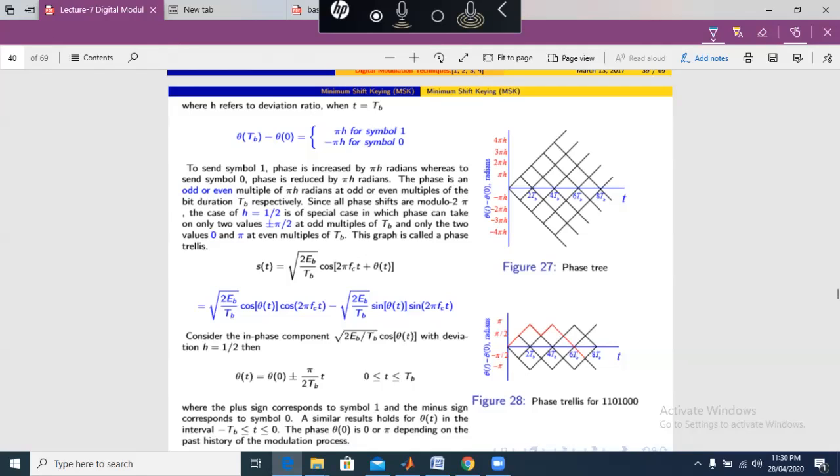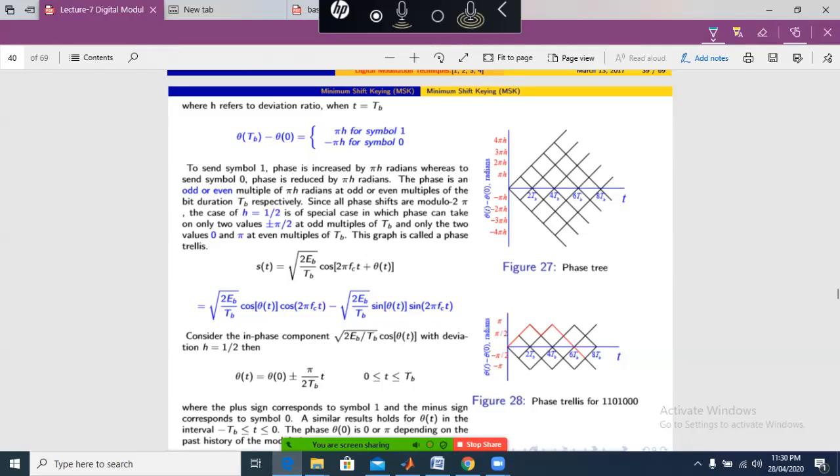And what about theta 2TB? So it is again 1, and it increases pi by 2 and reaches the phase of pi. And then we have 0. So the 0 will decrease the phase by minus pi by 2. And then we have 1, it increases the phase by pi by 2. And for consecutively 3 zeros, it decreases minus pi by 2, minus pi by 2, and minus pi by 2. So this is the case with the phase only.